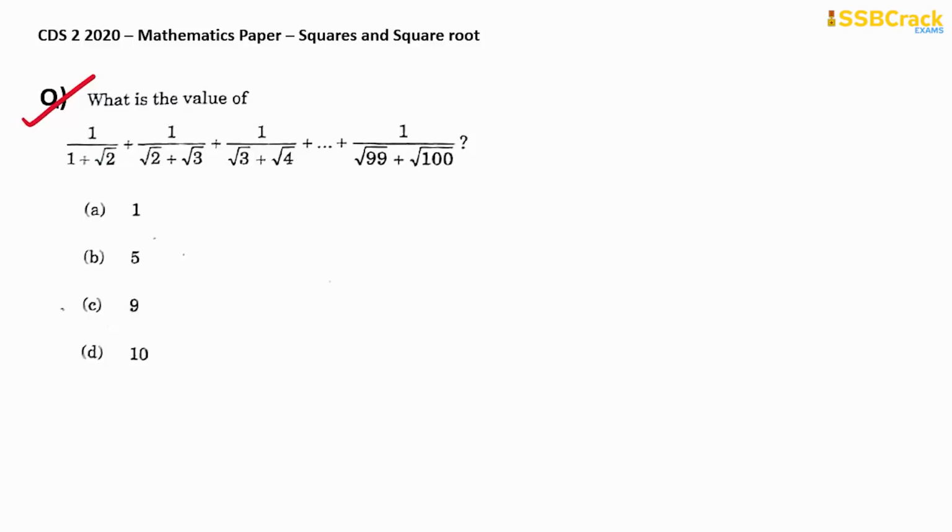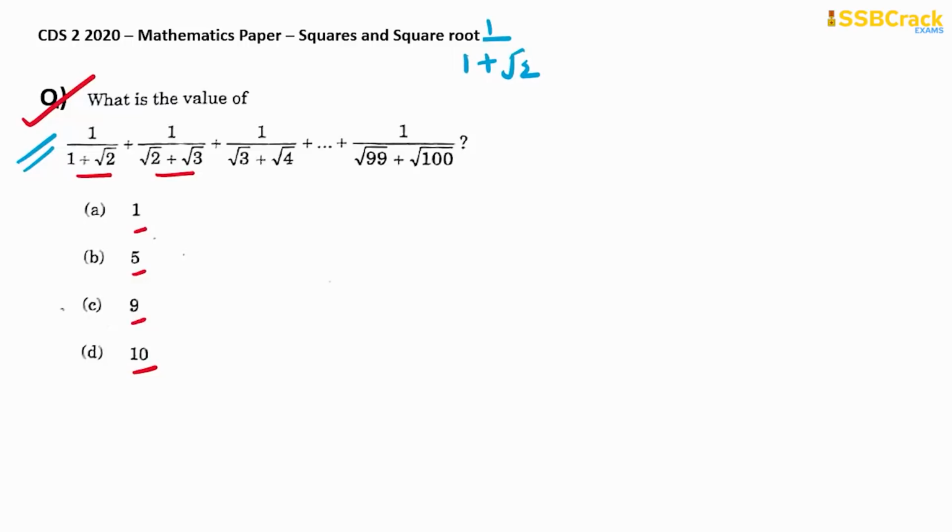So in question number 2, we are given that 1 upon (1 plus root 2) plus 1 upon (root 2 plus root 3) plus 1 upon (root 3 plus root 4) plus up to 1 upon (root 99 plus root 100) is equal to, and the given options are 1, 5, 9 or 10. Okay. So firstly we can take one term of this given statement. So the first term is 1 upon (1 plus root 2).